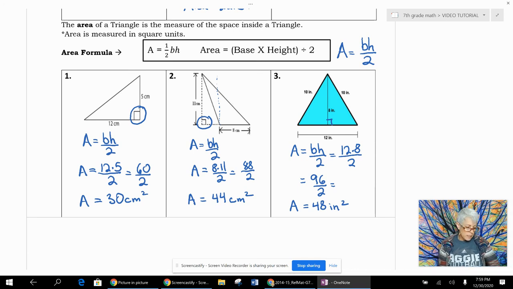That is it. Ask questions if you need any help, but remember, formula first, substitute, solve. With the triangles, don't forget to divide by 2.